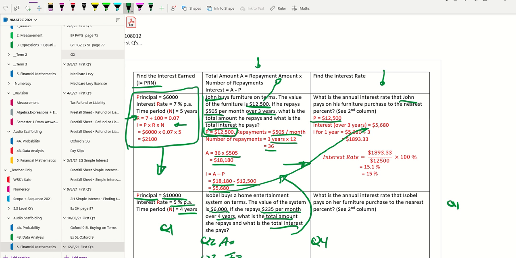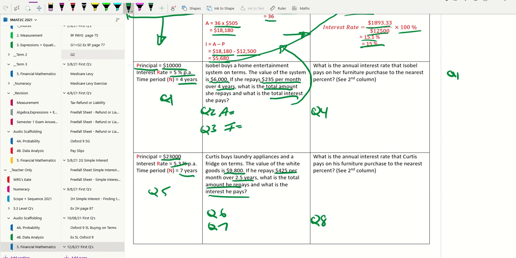So the interest for 1 year is 5,680 divided by 3. Use that 3. Don't use your 36. We want it per year. Gives us 1893.33. Our interest rate is what he pays per year, 1893.33 over that principal, 12,500 times 100%. We put that in our calculator. My answer comes out at 15.1%. I'm giving it to the nearest percent, so my answer is 15%.